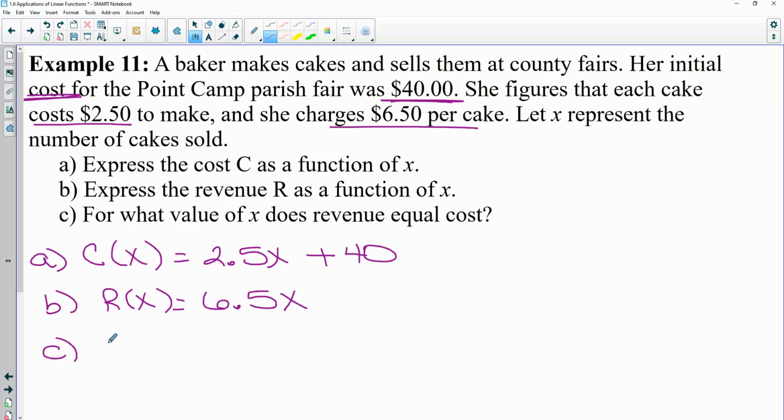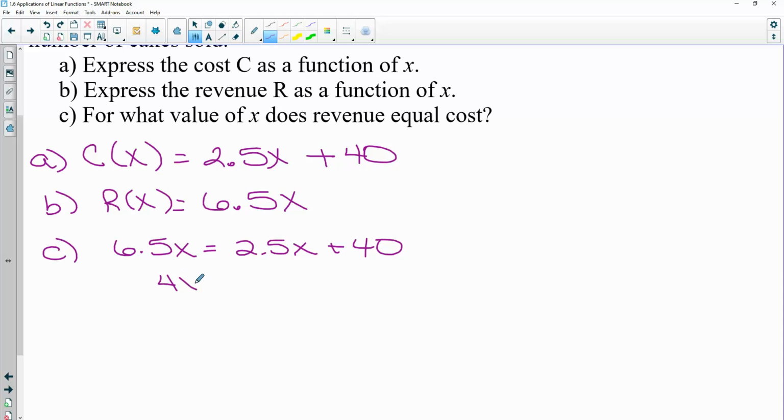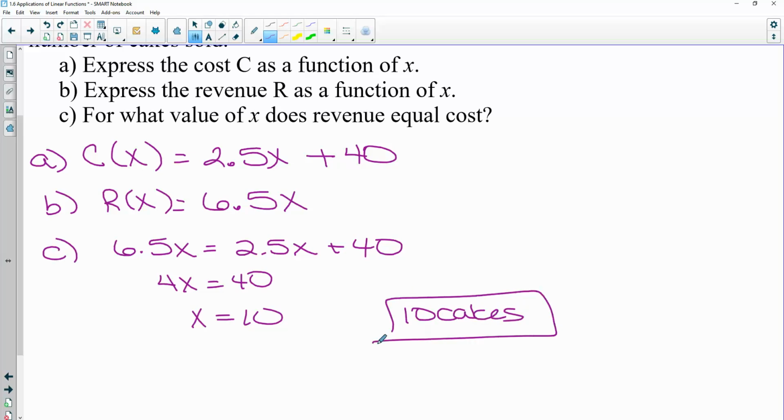So C, I want to know when my revenue is equal to my cost. So if we subtract over the 2.5x, we get 4x equals 40, divide by 4, and x is 10. So if she sells 10 cakes, she breaks even. If she sells more than 10, she makes a profit. Less than 10, she lost money. Is that one okay?